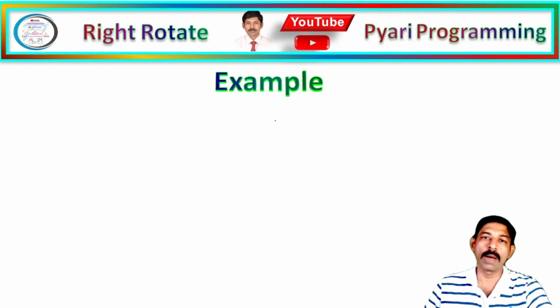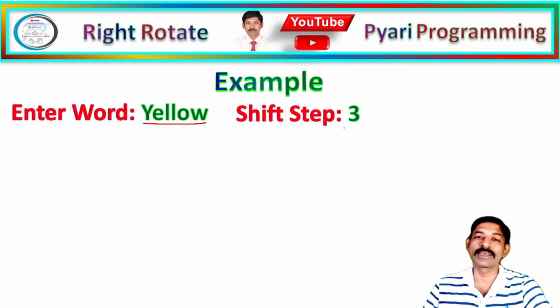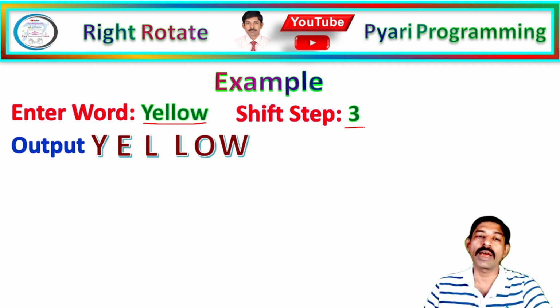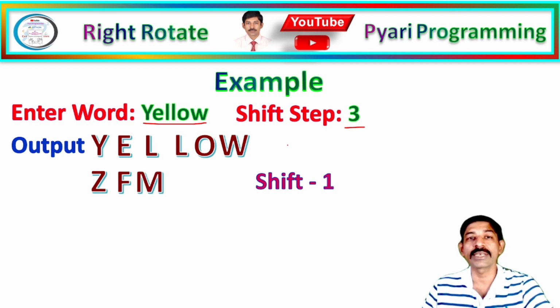Now let's see an example. Suppose the user has inputted a word called yellow, and how many characters to shift? 3 characters. The original characters are YELLOW. If I shift it by 1 character, Y will become Z and E will become F, L will become M, the next L also becomes M, O will become P, W will become X.